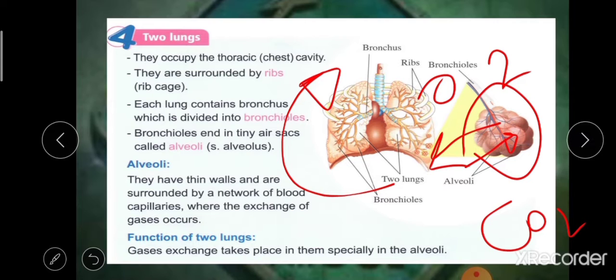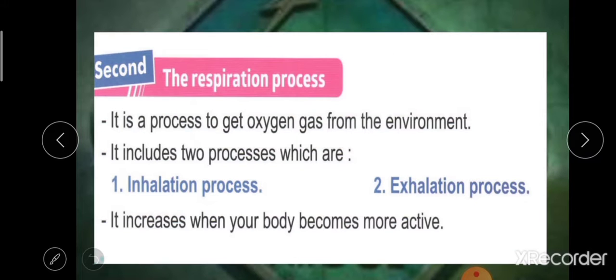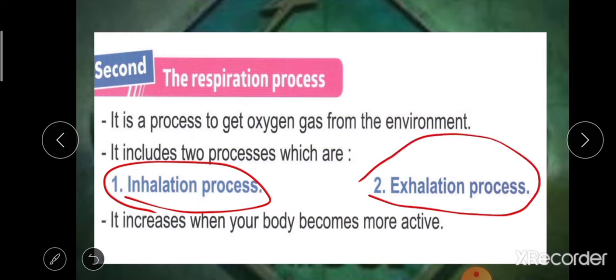This carbon dioxide, the blood takes it and gives it to the air inside the alveoli, and we expel it out of the body through the exhalation process. So the respiration process is divided into the inhalation process and the exhalation process. During exercise, if you run, what happens to you? You breathe more. Why? To get more oxygen, to make more burning of food, to obtain more energy.